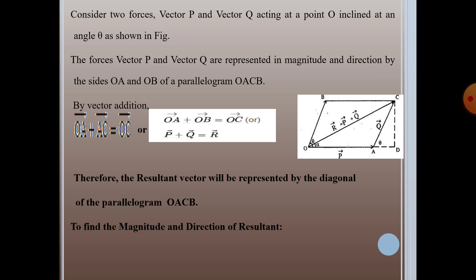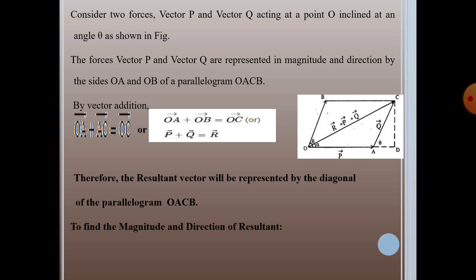Let vector P and vector Q be two forces acting at the point O, inclined at an angle alpha. These two forces P and Q can be represented in magnitude and direction by the two sides OA and OB of the parallelogram OACB. Now by vector addition, when we add two vectors, OA vector plus AC vector is equal to OC vector.